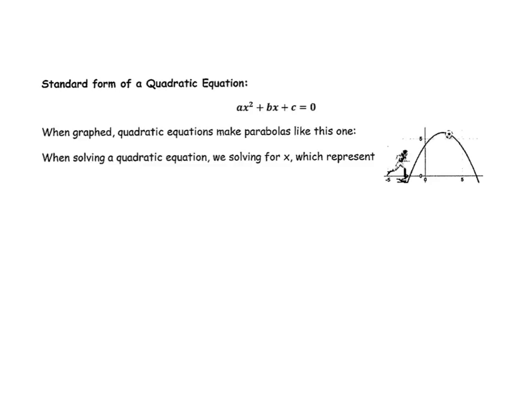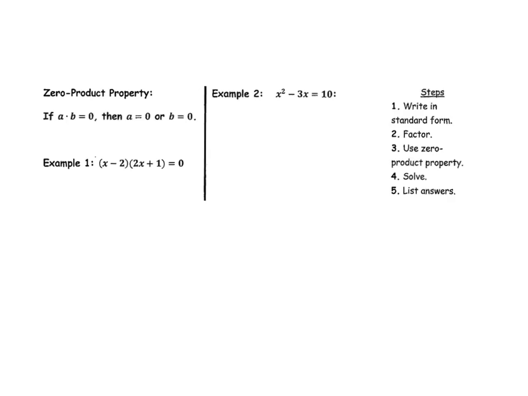When graphed, quadratic equations make parabolas like this one. When solving a quadratic equation, we solve for x, which represents the x-intercepts, the zeros, the roots, the x's, and solutions. We just talked about that. So the zero product property means that you set your parentheses equal to 0 and you solve for x.